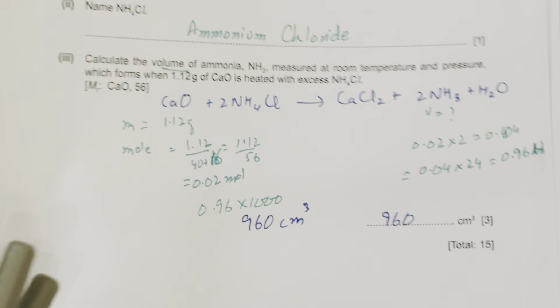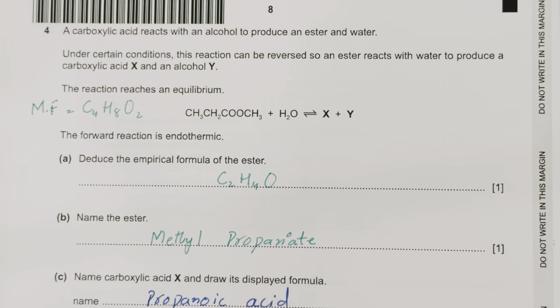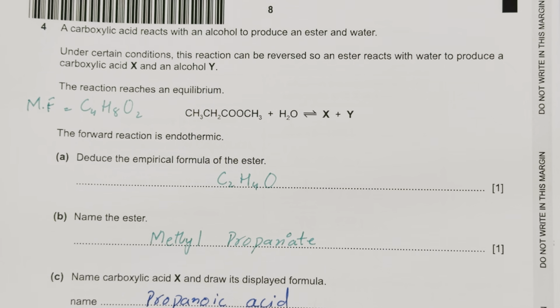Now we will move to question number 4. A carboxylic acid reacts with an alcohol to produce an ester and water. Okay, under certain conditions this reaction can be reversed, so an ester reacts with water to produce a carboxylic acid X and alcohol Y. Okay, this reaction reaches an equilibrium. CH3CH2COOCH3 plus H2O would give you X plus Y. The forward reaction is endothermic.